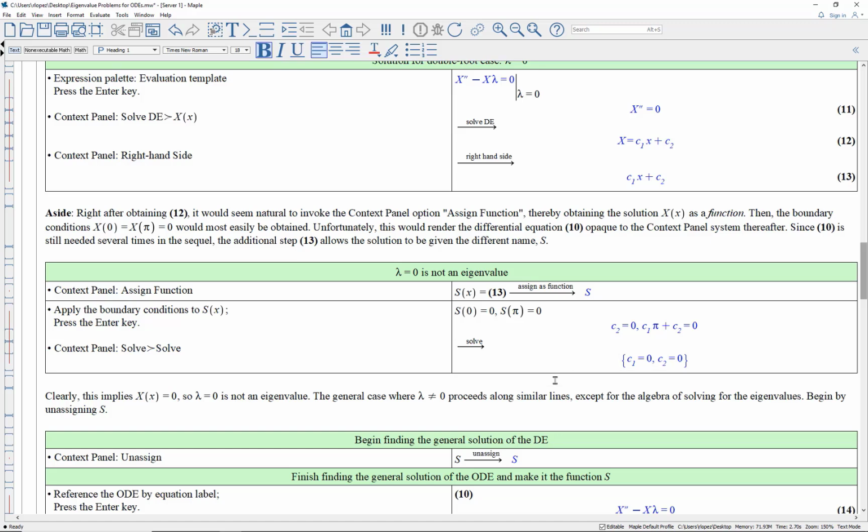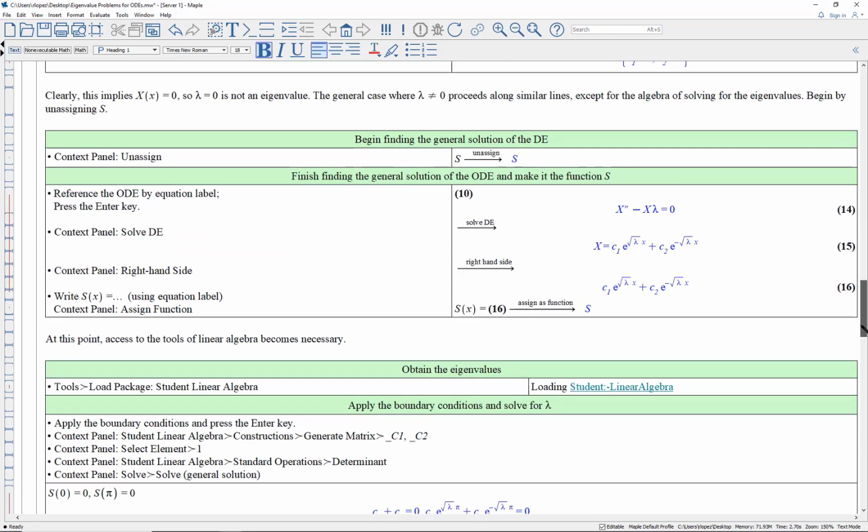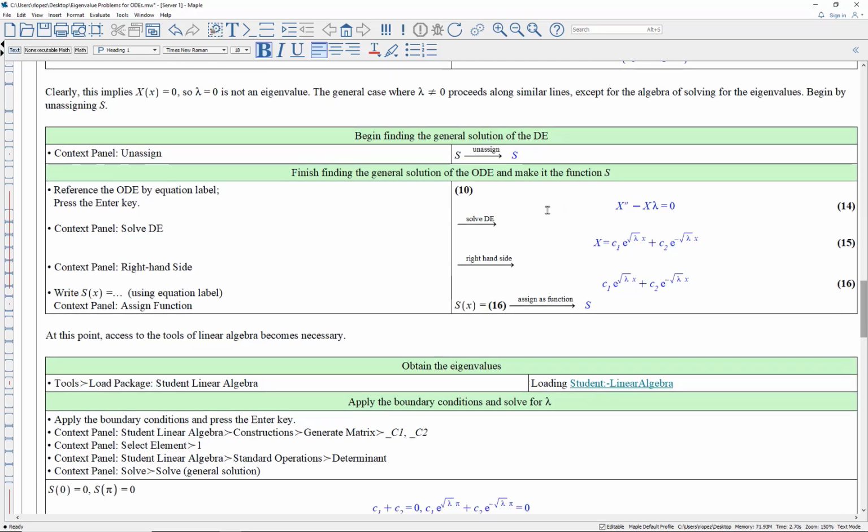And next is to take the case where lambda is not 0. Now we want to take the general case, lambda not equal to 0. Get the eigenfunctions, if we can, eigenvalues and eigenfunctions. I want to use this letter s again, so I unassign its value.